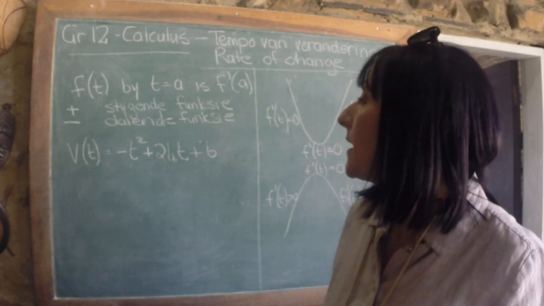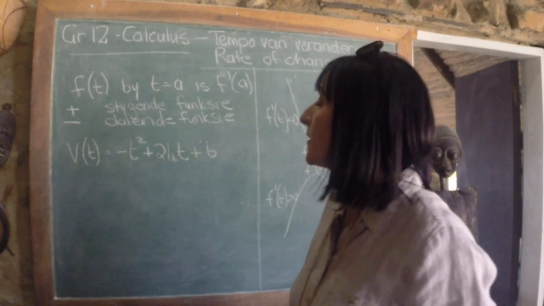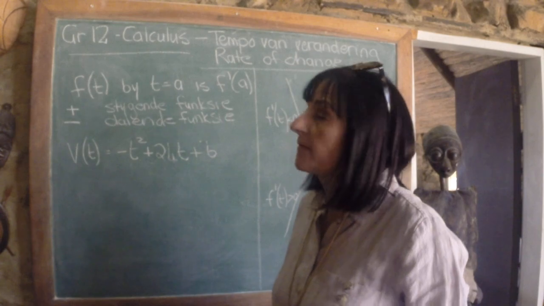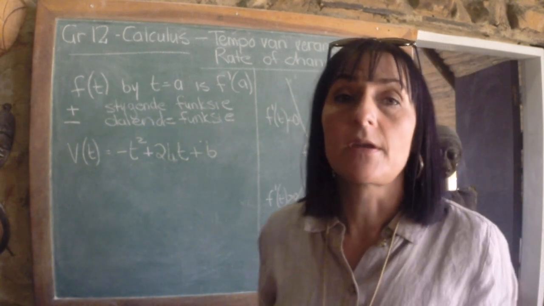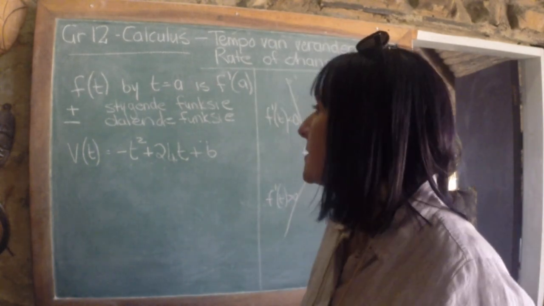So if you get the gradient at a specific point on a function, that will be the rate of change at that specific point.